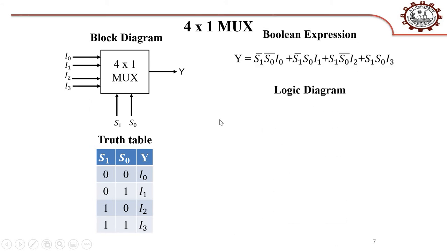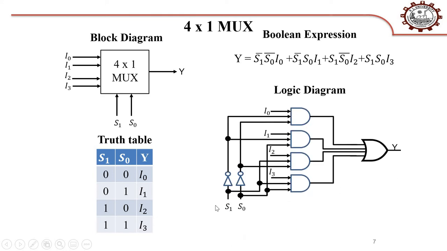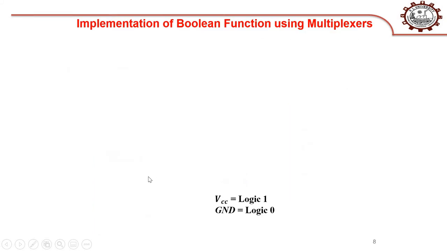So the Boolean expression is this: y is equal to S1 bar S0 bar I0 plus S1 bar S0 I1 plus S1 S0 bar I2 plus S1 S0 I3. The logic diagram is this: 4 inputs are taken for 4 AND gates, and S0 and S1 are connected with NOT gates to get S0 bar and S1 bar, and according to the expression this logic circuit is constructed. Okay, this is the 4:1 multiplexer.